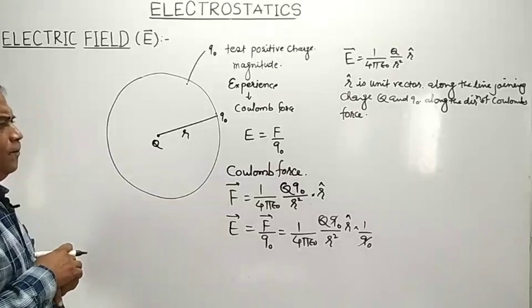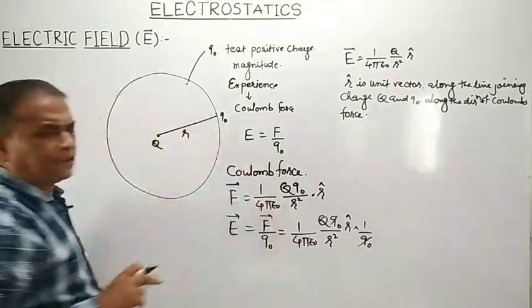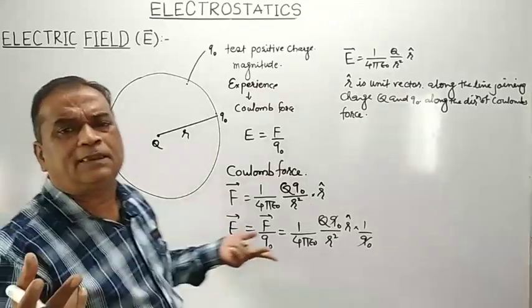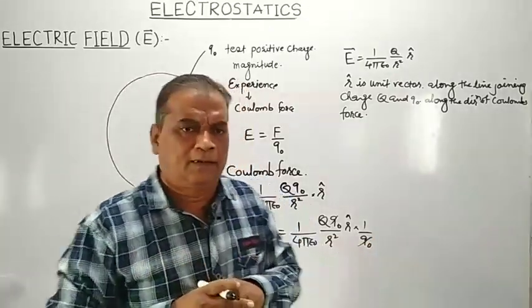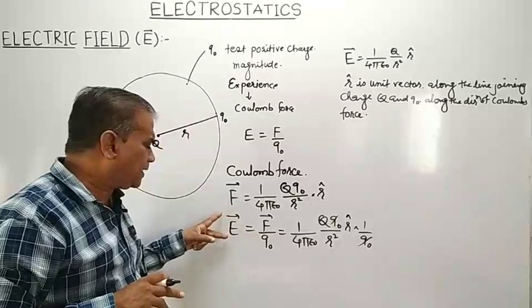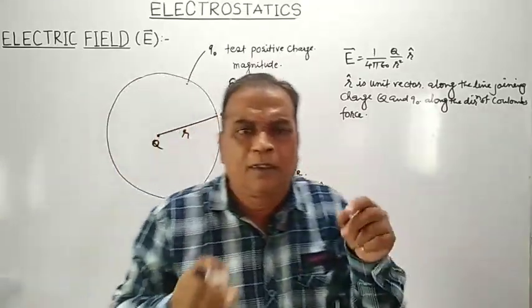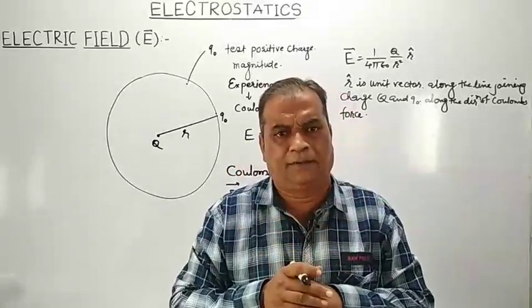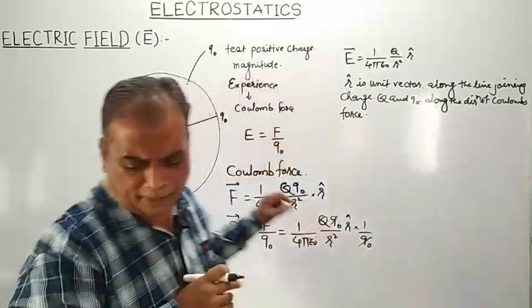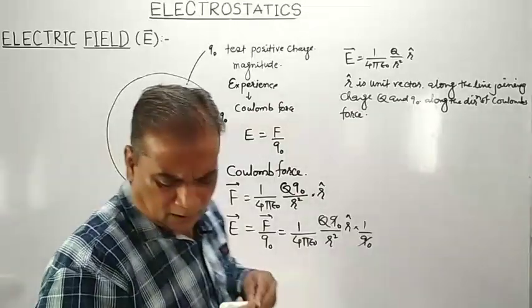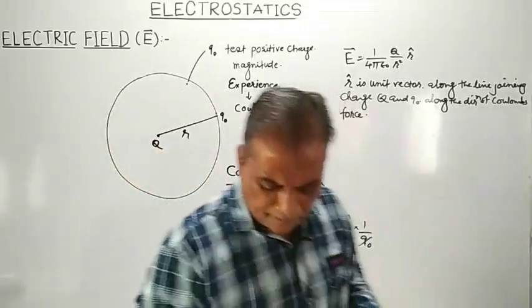Because force is a vector, electric intensity is also a vector. The direction of electric intensity is the same as the direction of the Coulomb force.